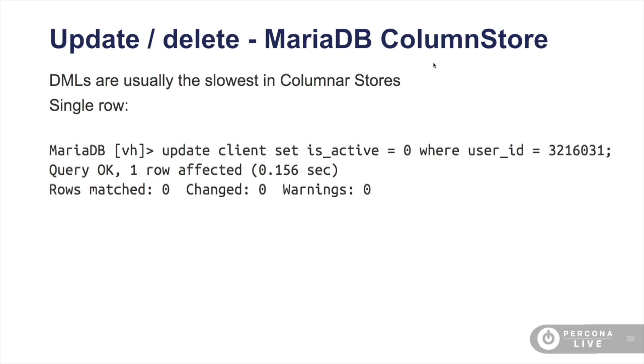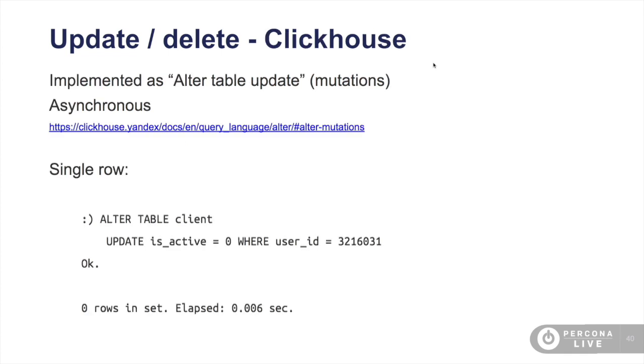However, we can still do that in both ClickHouse and MariaDB. So this is the example. I want to set the isActive flag to 0. In MariaDB, that's possible. That's not fast, but it's possible. It works. And in ClickHouse, it is implemented differently.